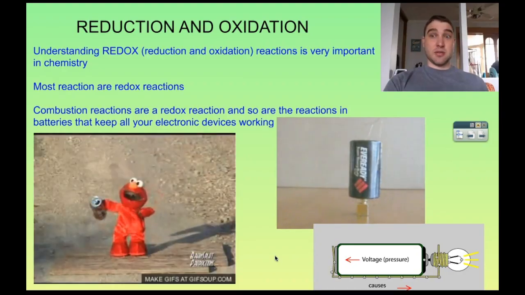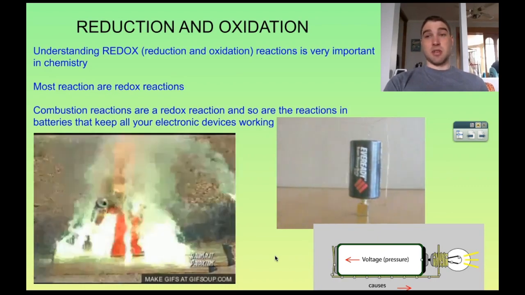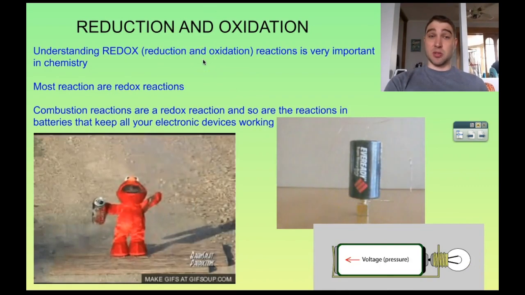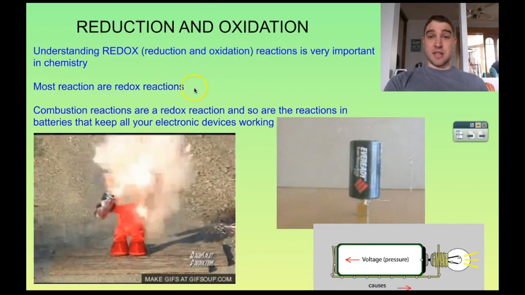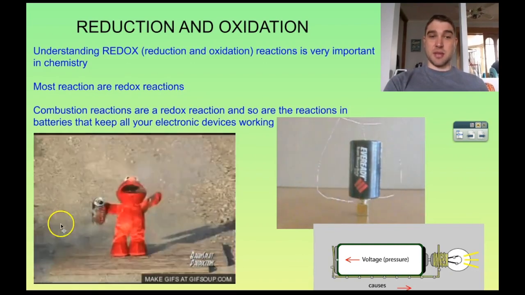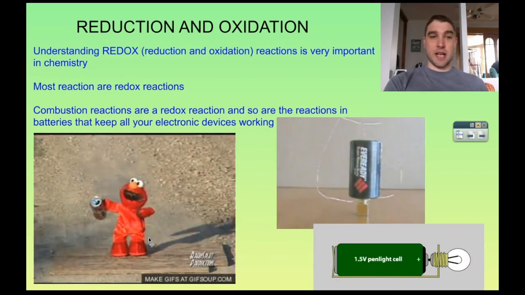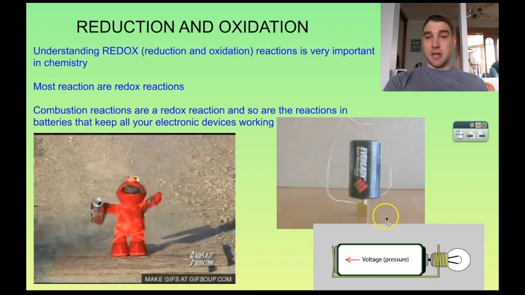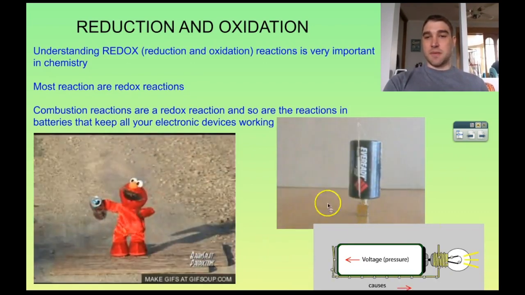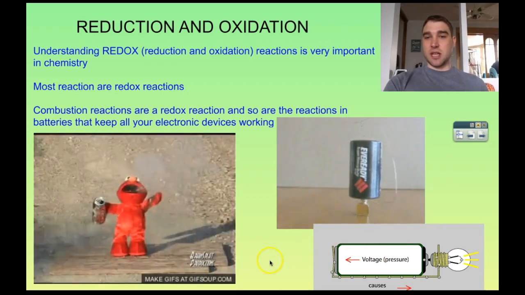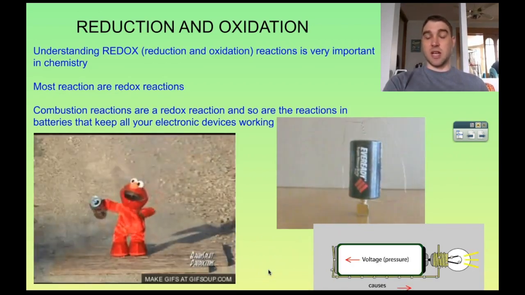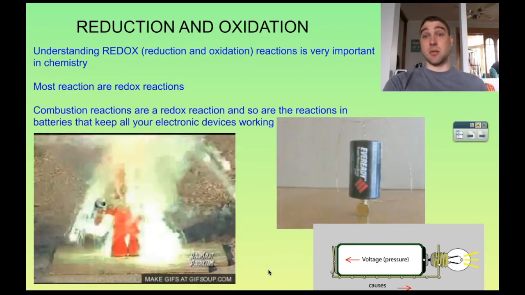So understanding redox reactions is very important in chemistry. Redox reactions are reactions that involve reduction and oxidation, and we'll talk about what those terms mean shortly. Most reactions are redox reactions. So examples down here, we have Elmo combusting, so combustion reactions. They're redox reactions. Here we have a battery running a very easy small motor. All the chemistry involved in batteries is redox chemistry. So it's redox reactions going on that cause batteries to do what they do.